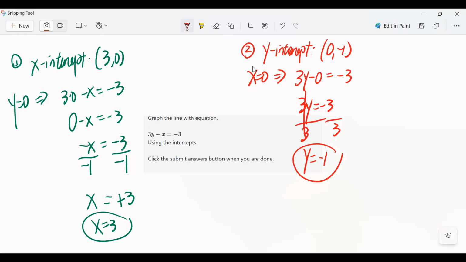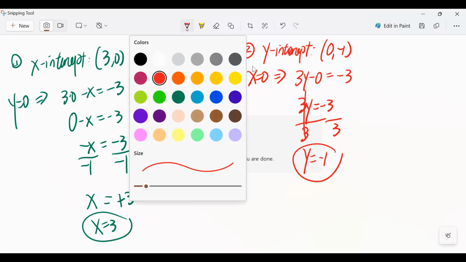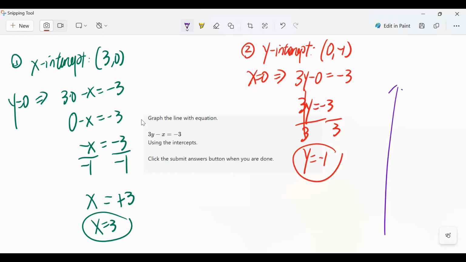So we get both points, then we can sketch the graph using both points. Let's start with the x-intercept. It's located on the x-axis: 1, 2, 3. So this is the x-intercept. The y-intercept is located here. Then we connect both, extending in both directions. Then we get a line. So that's how we graph using the x- and y-intercepts.